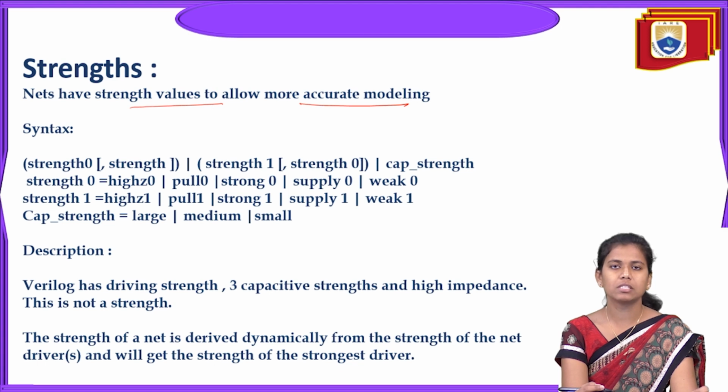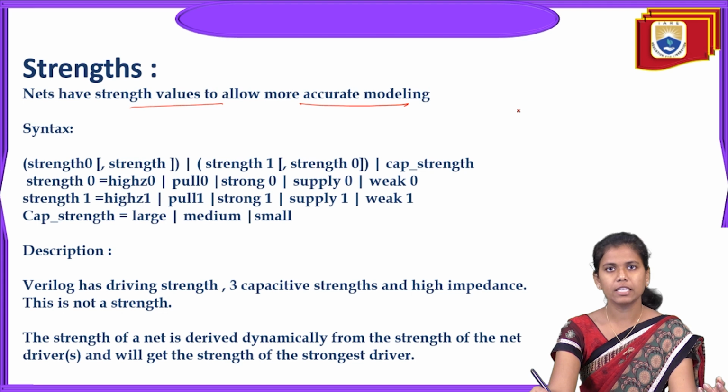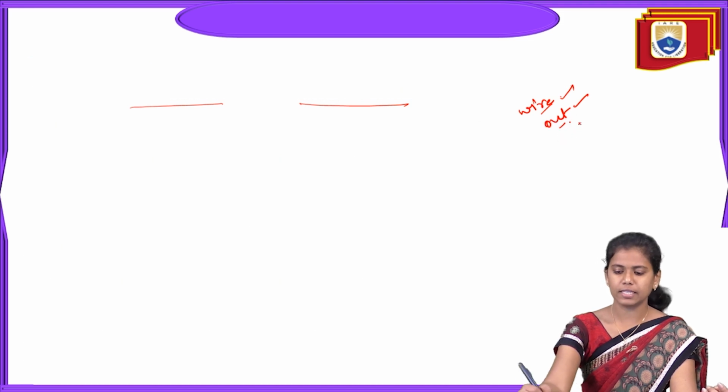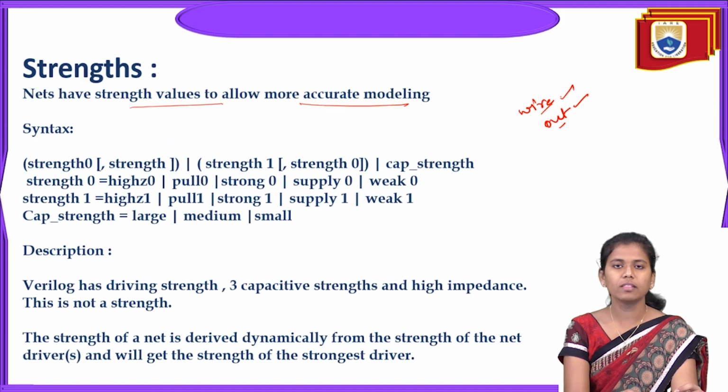So already we have discussed regarding the nets. Nets are nothing but the variables in the Verilog primitives. Usually we represent the variables in terms of nets, right? While representing the nets, we represent them in terms of wire or out. In the program, we represent the wire and the out. So these are nothing but the variables, nets. So the nets have strength values to allow what? To allow more accurate modeling.